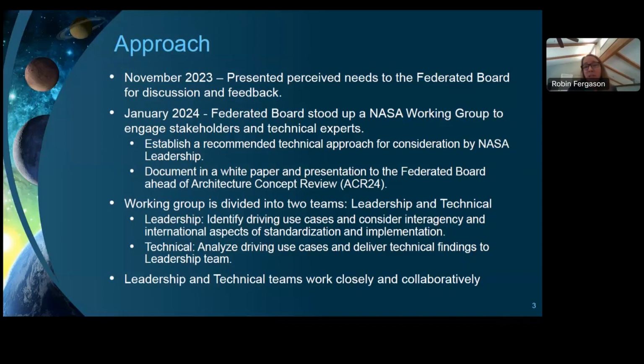So what we've done then is to put together a working group that's divided into two teams. And I want to note that both of these teams work really closely and collaboratively together. The leadership team has identified some driving use cases, and they're also considering interagency and international aspects of standardization and implementation. This group will also make the formal recommendation to the Federated Board. The technical team is analyzing those driving use cases I just mentioned and discussing assumptions and potential solutions, and they'll deliver technical findings to the leadership team. I just want to emphasize that even though there are two teams, they work really closely and collaboratively together. Next slide, please.